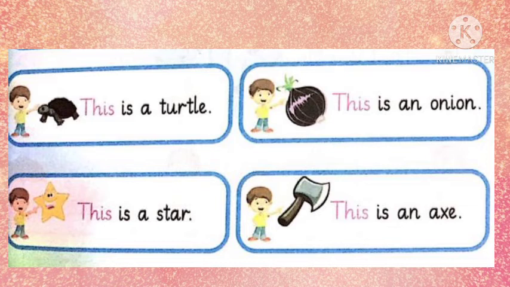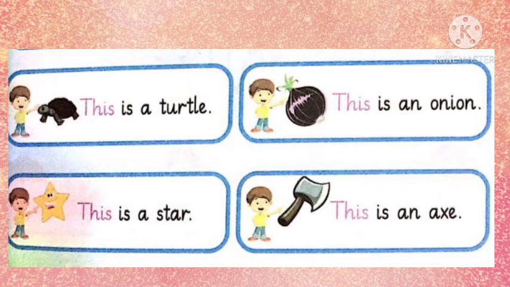We are using article a because turtle begins with T and T is a consonant letter. The is this. This is a turtle. Look at the next picture. Here is an onion. So onion is close to the boy, near to the boy. So we will make sentence with this. This is an onion. We are using an because onion begins with O. O is a vowel. This is an onion.